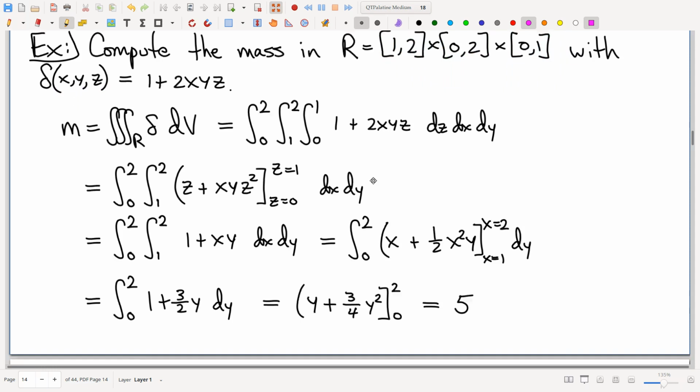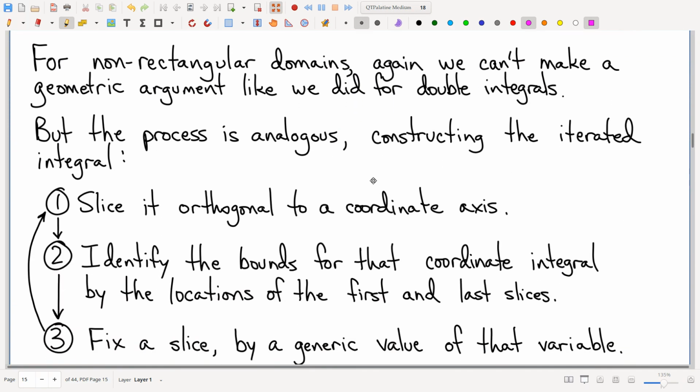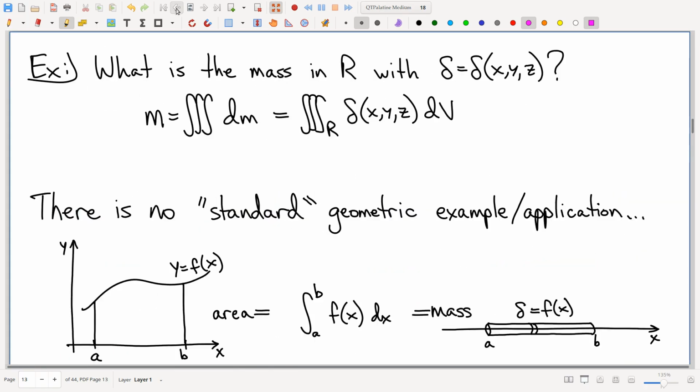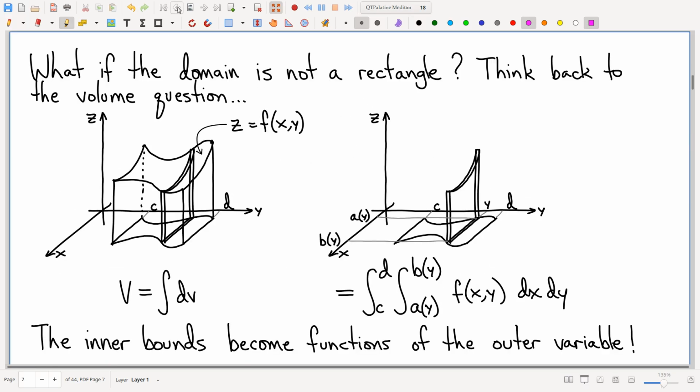Okay. So what about non-rectangular domains? And here is where I'm again going to have to ask for a little bit of faith. So real quick, I'm going to go back a few pages, back to when we were talking about double integrals. Here's how we argued non-rectangular domains for double integrals.